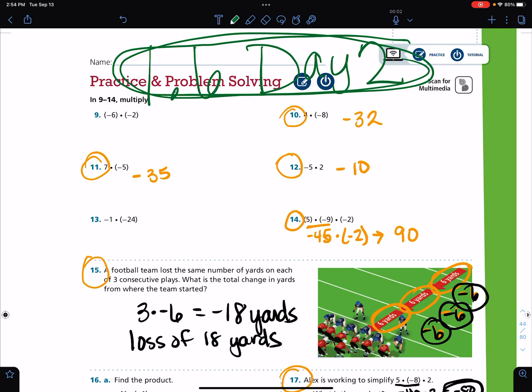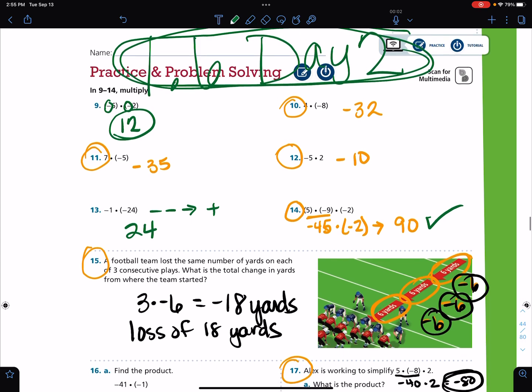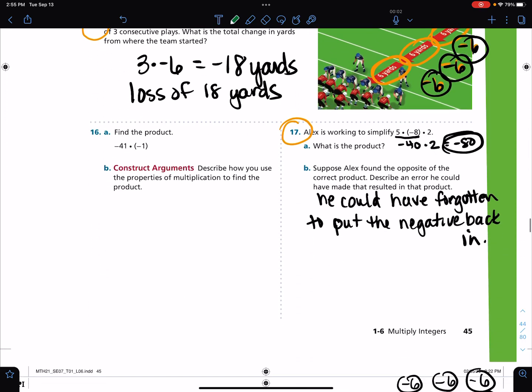If you're multiplying two negatives, it will be positive. If you're multiplying two positives, it will be positive. So in this case, it's a negative times a negative, so it's positive 12. Done. This one down here, it's a negative 1 times negative 24. Two negatives make a positive. So therefore, the answer is 24. Most of you figured that out over here. If you didn't use the video, then we talked about it in class.